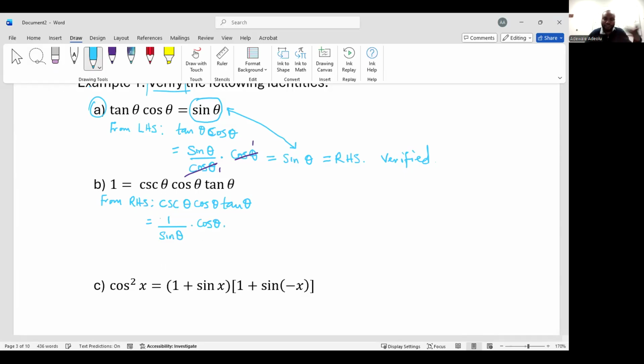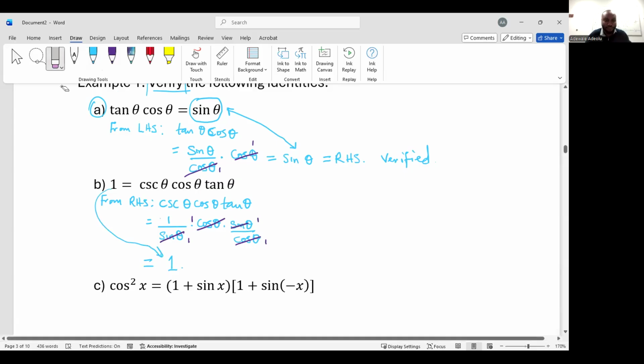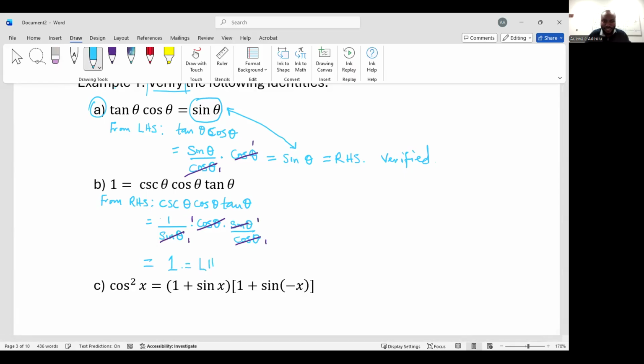You don't need to rewrite it. It's already in its simplified version. So tangent, I can write it as sine of theta over cosine of theta. Let us see if we can cancel some things out. Yes, cosine here, cosine here, sine here, sine here. Oh, all we have is 1 divided by 1, which is 1. And that is exactly our left-hand side. So I will say it is the same thing as my left-hand side. So verified.